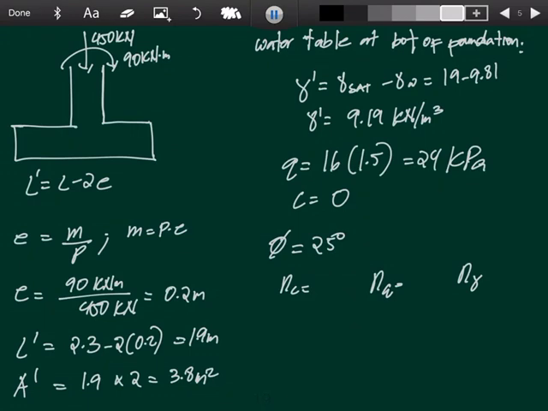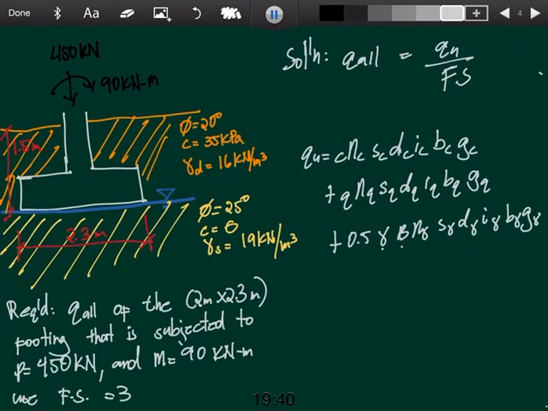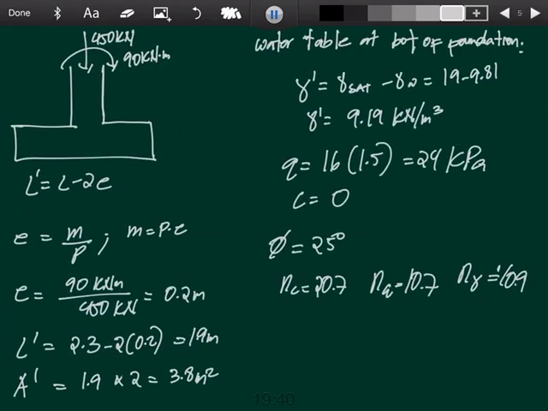If the angle is 25, for Vesic, this is 20.7, 10.7, and 10.9. Wait lang. 20.7, 10.7, and 10.9. So, maliban dyan, check na ito. Ito canceled na. That is 0. Ito, check na to. NQ check. So, yung mga factors na lang.